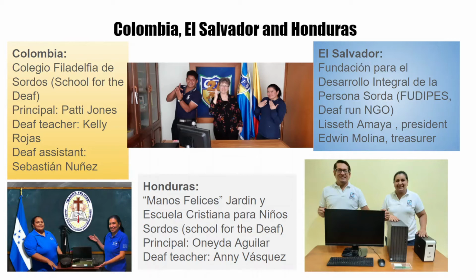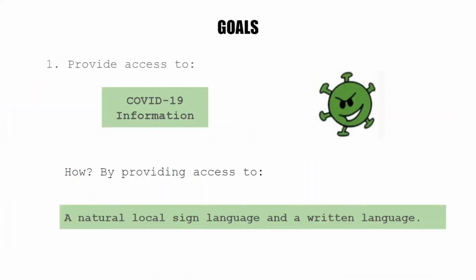The first step was to acquire the necessary equipment to create sign language books. Once the equipment was set up, we proceeded with the Bloom software training. One of the goals of the project was to provide COVID-19 information to deaf communities in these 3 countries. That information was to be delivered by using a natural local sign language to benefit deaf children's language acquisition.